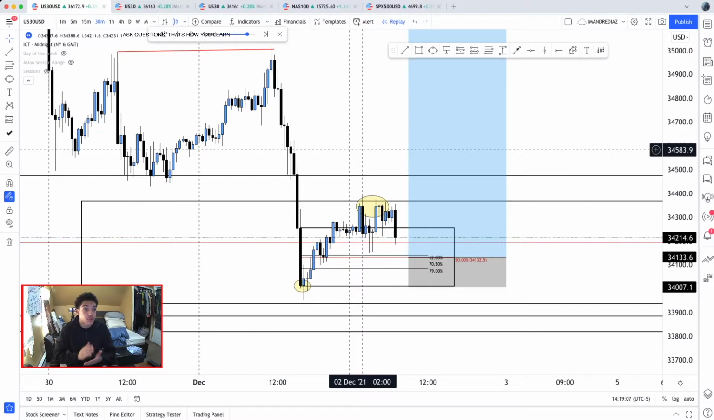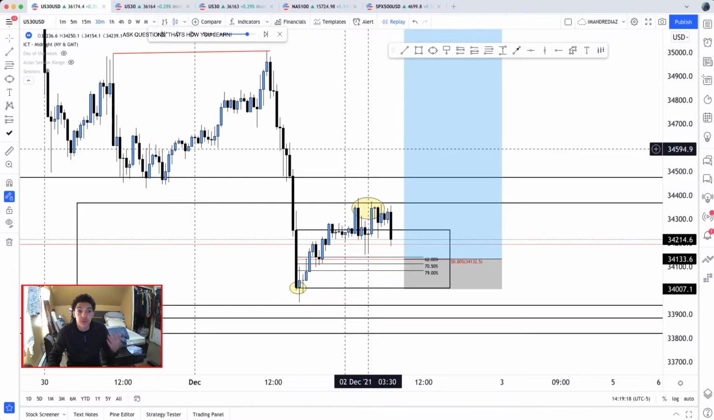Because if you're trading a pair such as US30, that is when it moves the most. Every pair is going to be different, but that's when it comes to understanding your pair and backtesting and understanding the way it moves. So for example, US30 likes to move during the New York session.